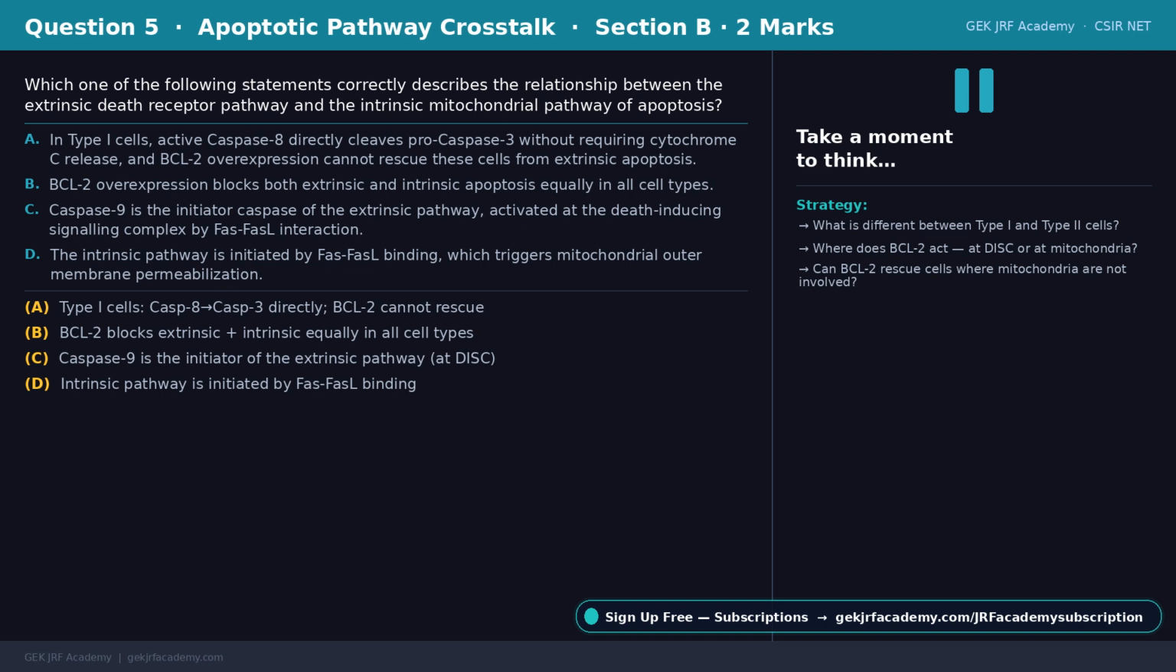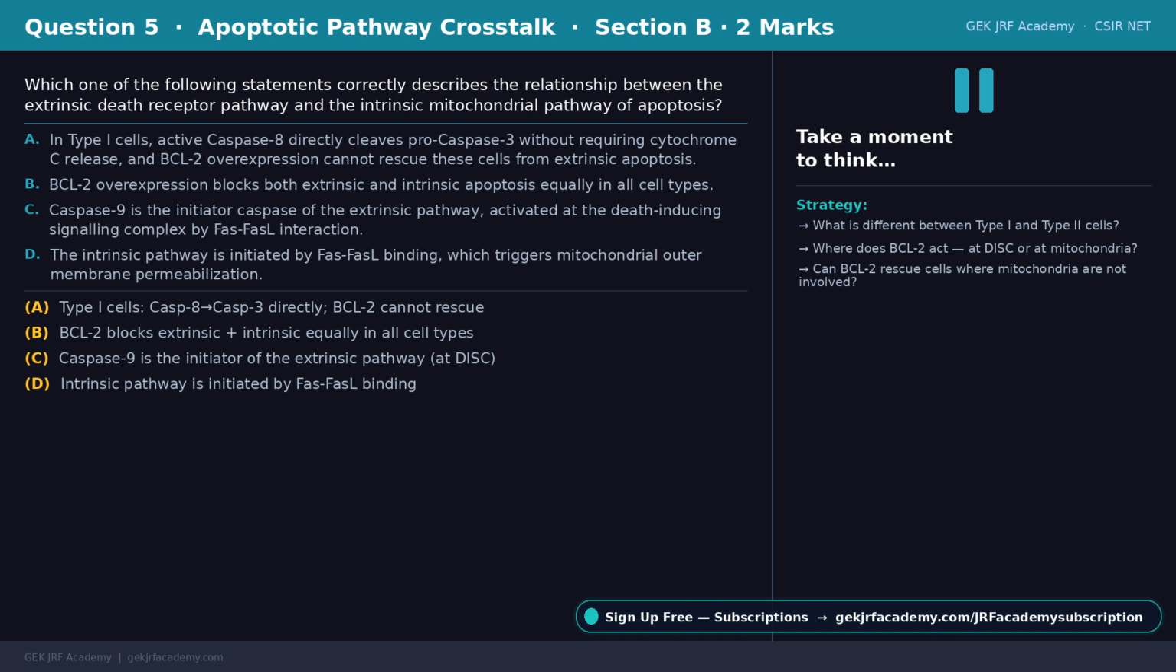Question 5. Section B pattern. 2 marks. Comprehensive type. This question tests your integrated understanding of 2 apoptotic pathways. Which one of the following statements correctly describes the relationship between the extrinsic death receptor pathway and the intrinsic mitochondrial pathway of apoptosis?